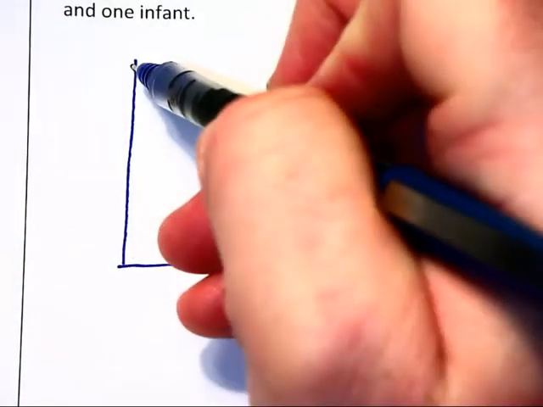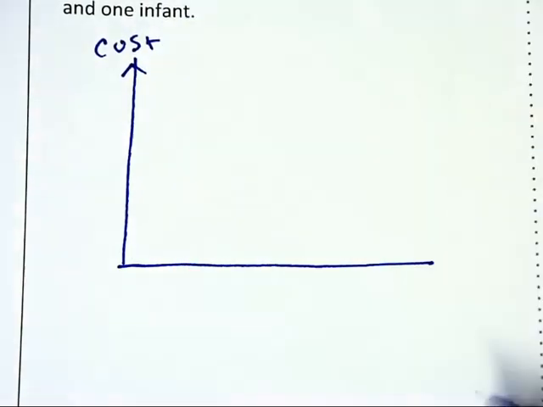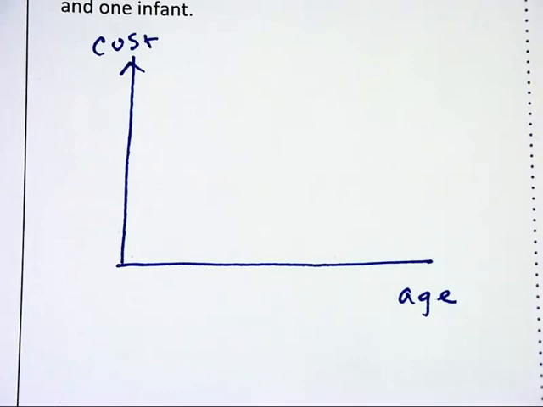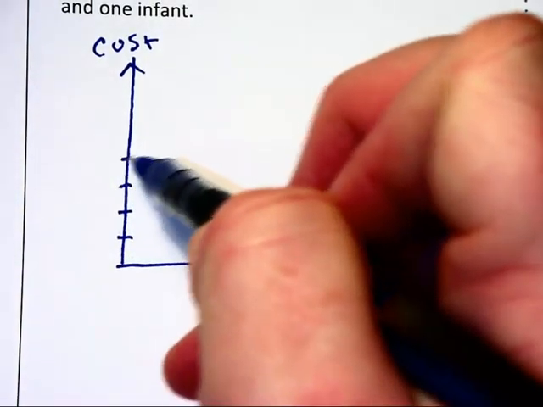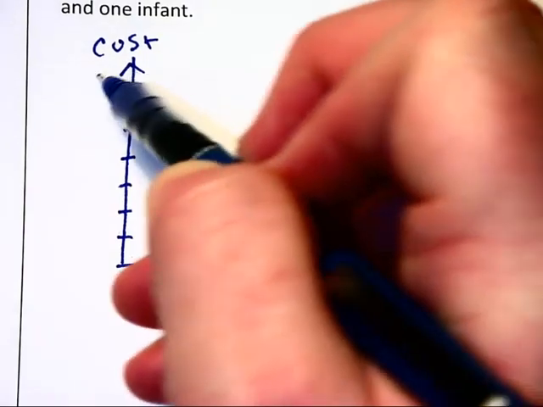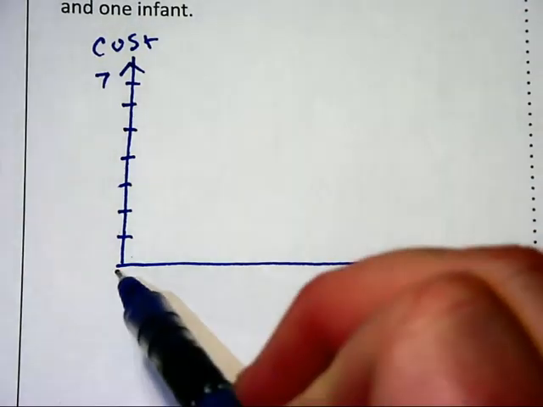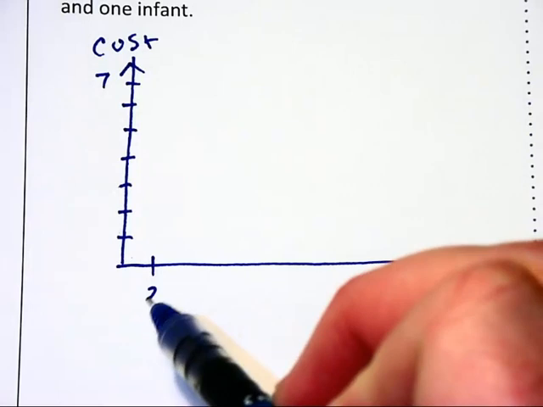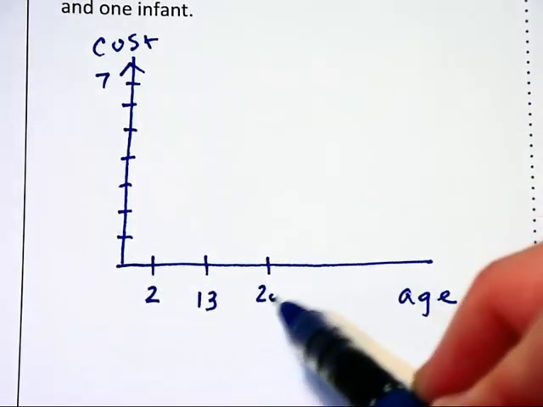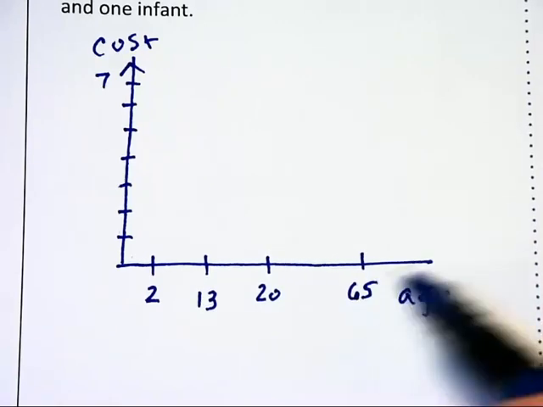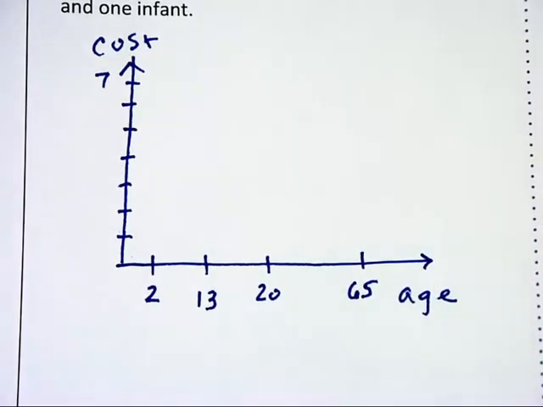My vertical axis is going to be that for cost, and the horizontal axis is going to be for age. Now my cost to go to Wet Willie's Water World is somewhere between free and $7, so I'm going to have a graph that goes up to 7. There's my height of 7. The ages, I'm interested in 0 years old, I'm interested in an age of 2, 13 years old, 20 years old, and 65 years old. I'm sorry if my scaling is not very good. I'm trying to focus in on other things.